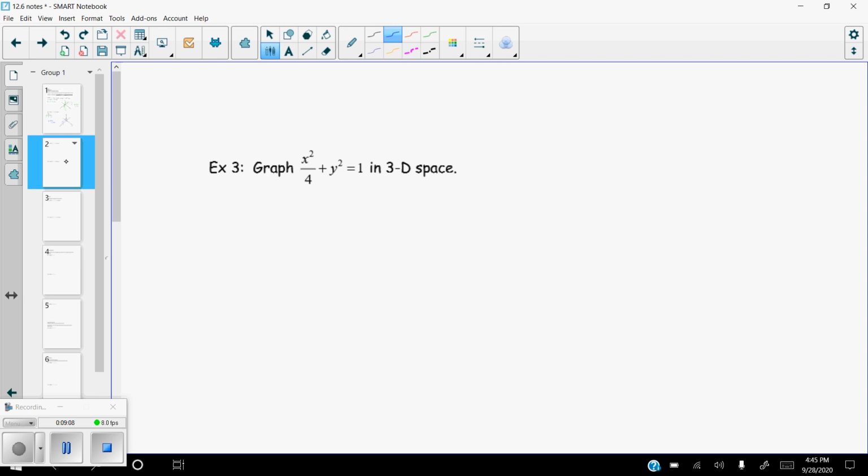So let's take a look at the graph of x squared over 4 plus y squared equals 1. Again, we're going to do it in three-dimensional space, but let's first take a look at what this looks like in two-dimensional space. Again, we're missing one variable. We're missing z, so it's going to extend in the z direction infinitely in both directions. So let's trace it in the xy plane.